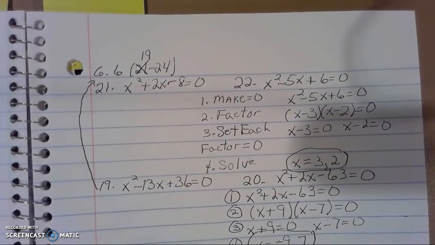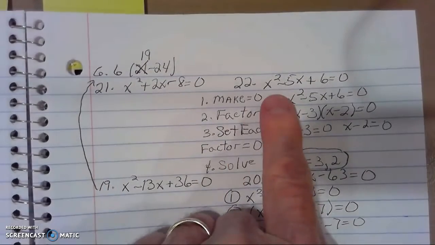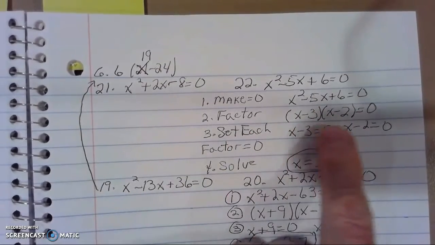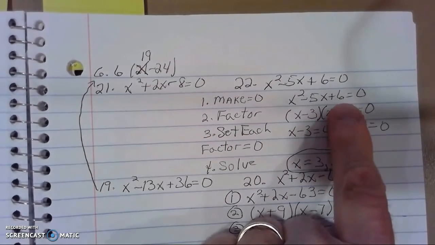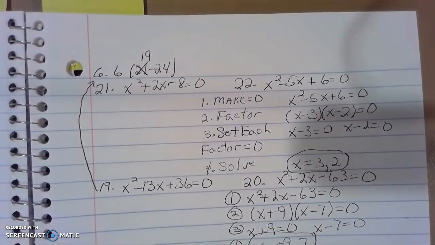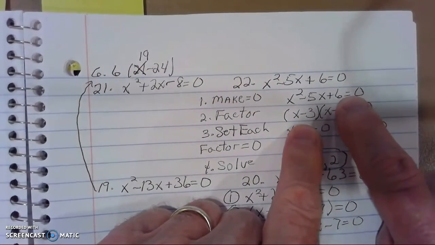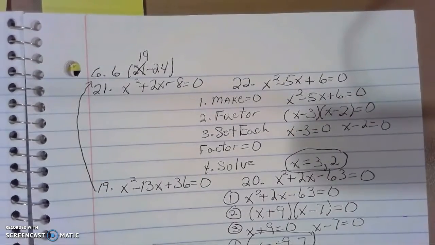Number 22, make sure it's equal to 0 when you have a squared, then factor: x minus 3, x minus 2. This one with the 6 here is sometimes confusing. Make sure that these two numbers give you the right sign for the 6 and the right sign in the middle, which they do. X minus 3, x minus 2. Negative 3 times negative 2 is 6. Negative 3 plus negative 2 is negative 5. Then you set each of them equal to 0, and you find 3 and 2 as your answer.